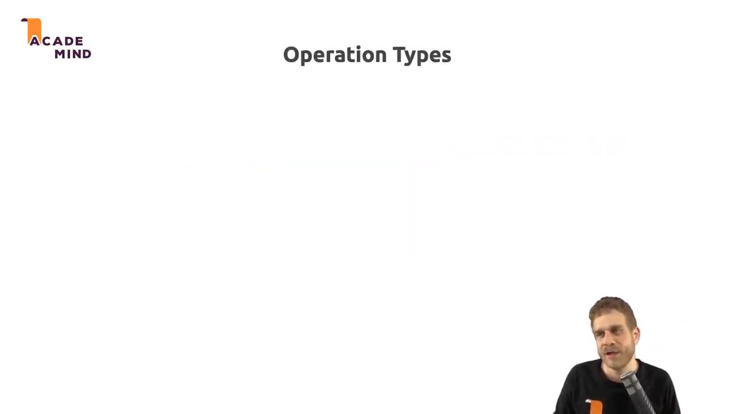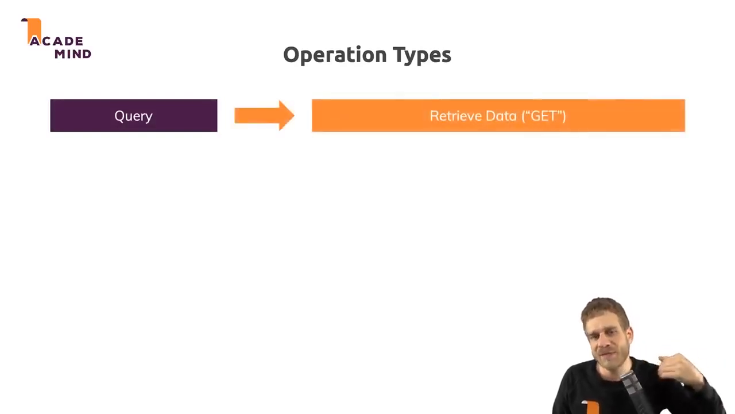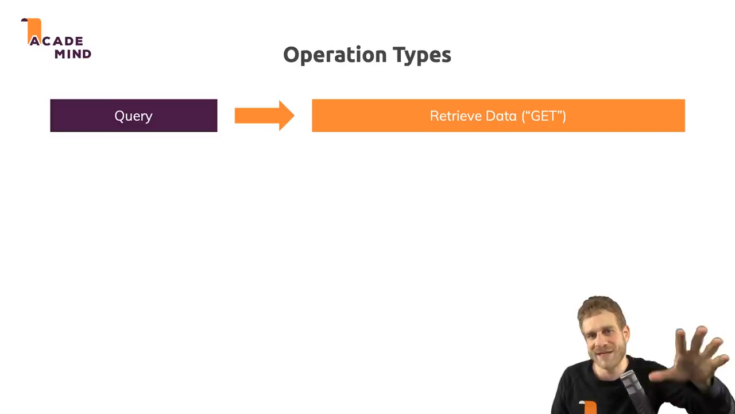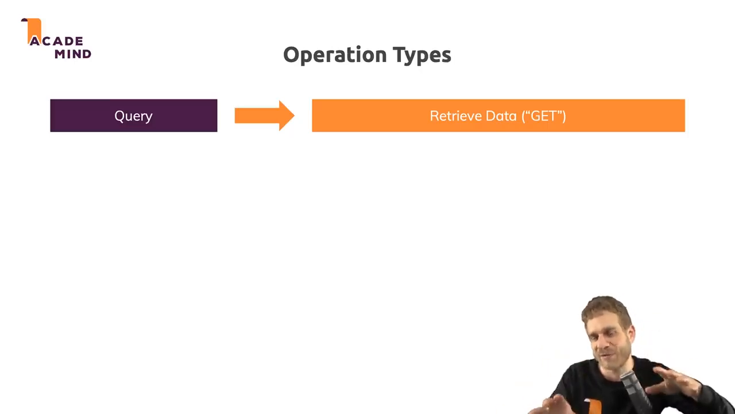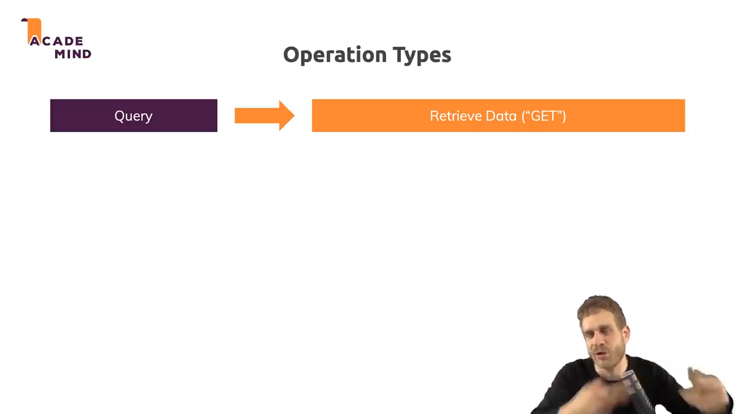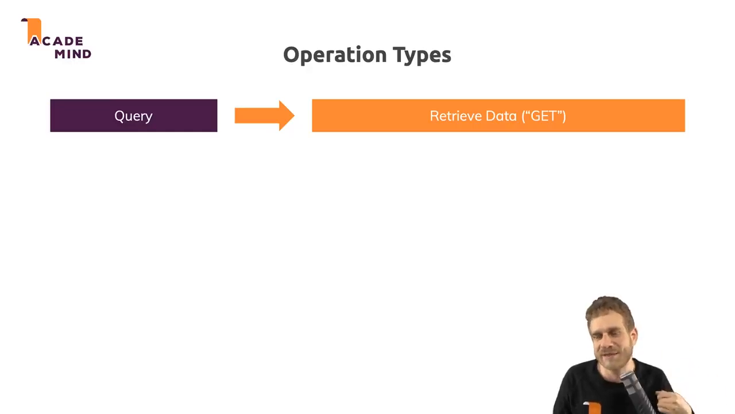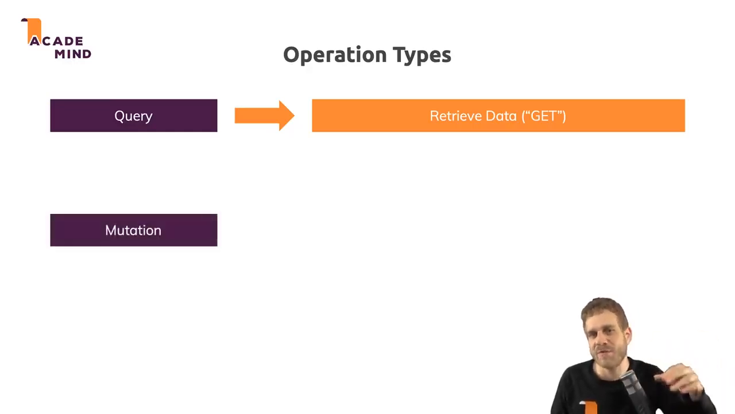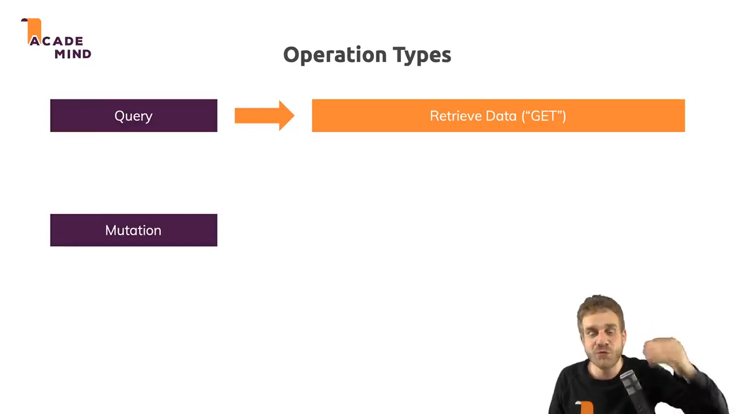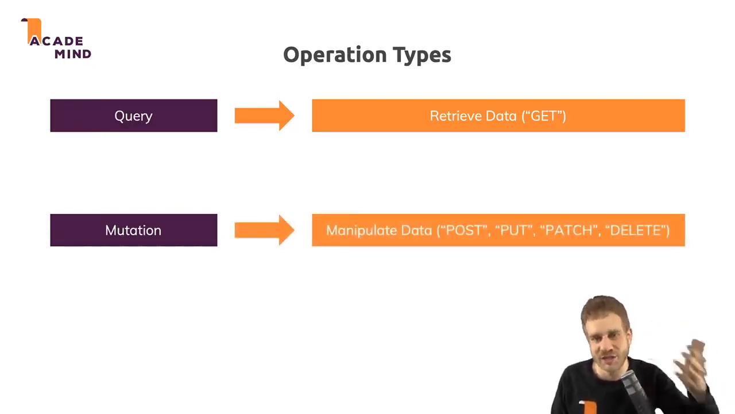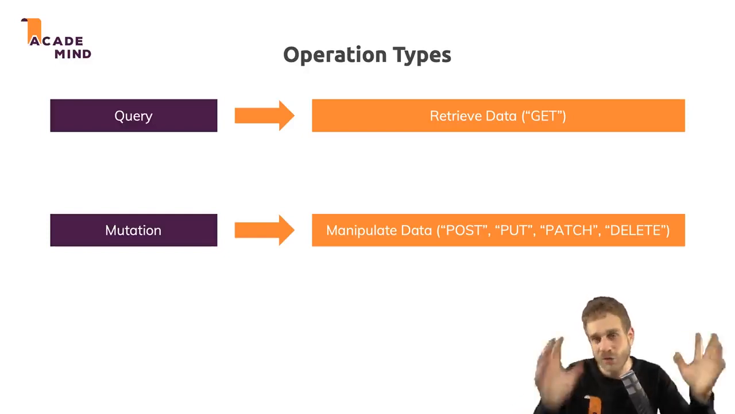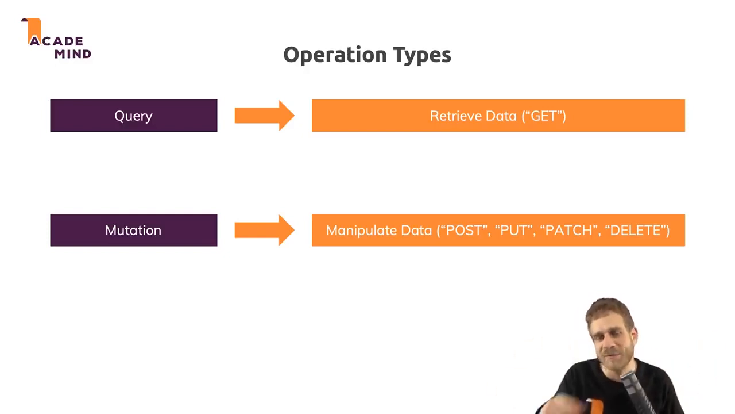Operation types are queries, which are there to retrieve data. If you want to translate it to the REST world, that would be your GET request. But important, it's still a POST request in GraphQL. Everything is sent as a POST request. But translated to the REST world, this would be your typical GET request. We have mutations, which is when we want to change data. Therefore, translated to the REST world, this would be the POST, PUT, PATCH, and DELETE methods. Again, only POST is used in GraphQL, but this is how you would have done it in a REST world.